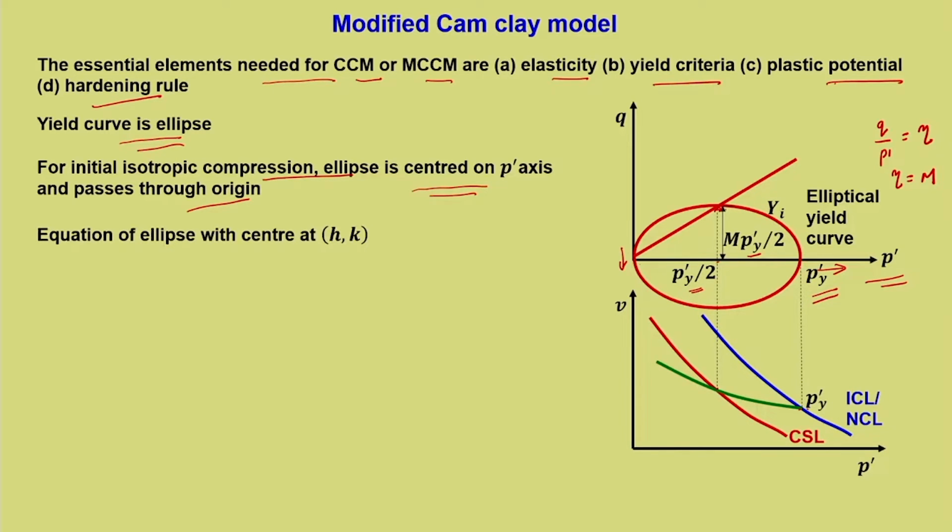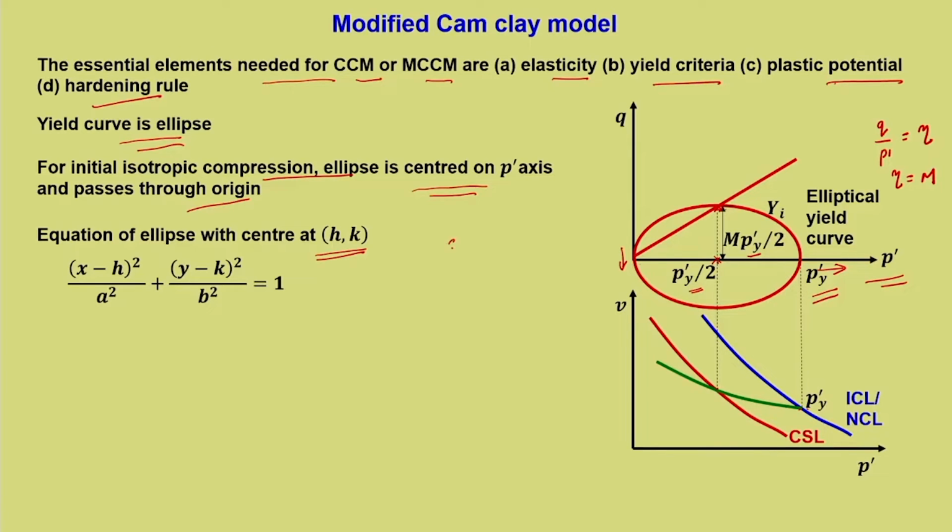Now, it is very easy, since the elliptical yield curve is defined, we just need to define the equation of the ellipse, and that comes from our basic geometry. Now, equation of ellipse with center at (h, k). Now, this is the point (h, k), this is the center. You can write it as (x minus h) the whole square by a square plus (y minus k) the whole square by b square, where a and b are half of major and minor axis.